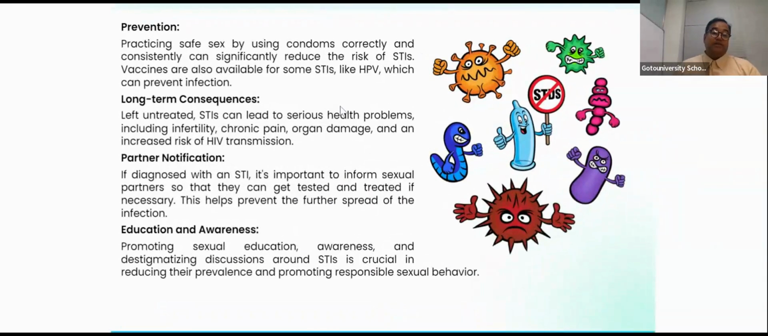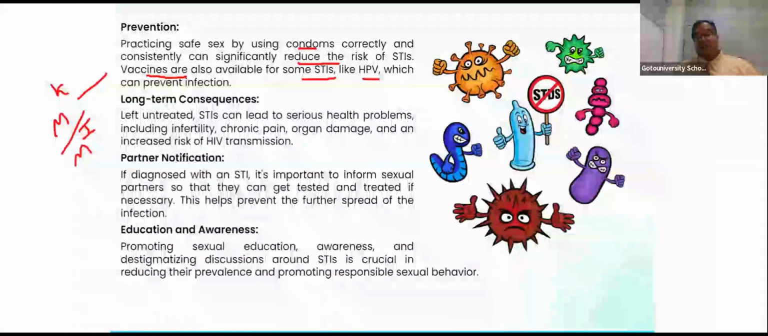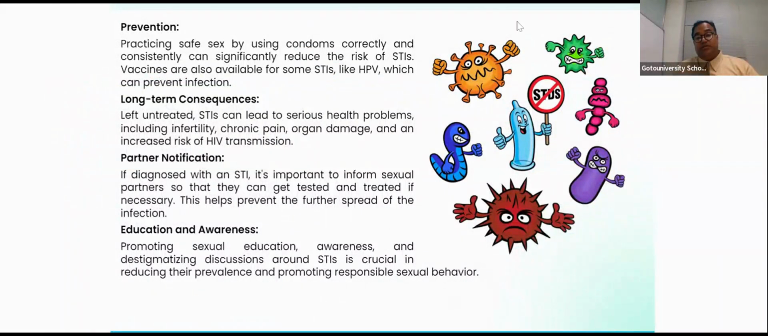In the prevention method, we know very well that safe sex by using condoms correctly can significantly reduce the risk of sexually transmitted infection. Vaccines are also available for some sexually transmitted infections like human papillomavirus. A vaccine contains killed microorganisms or inactivated microorganisms. I'm keeping K for killed and I for inactivated for your better understanding. Inactivated and killed microorganisms are the part of vaccine, which brings very good vaccination support to immunize the particular human body, right?